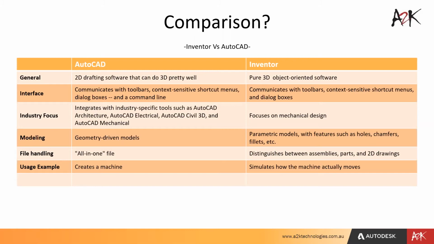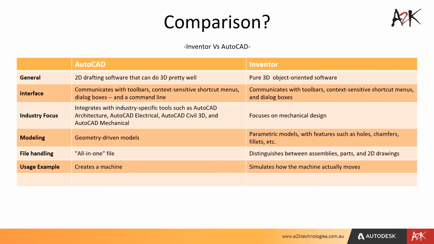AutoCAD is industry focused, it integrates with different industries such as architecture, electrical, civil, mechanical. We talked about the map, plant. Inventor mainly is mechanical and product design. That's not to say that you have to do mechanical and product design inside of Inventor, but that's where the main focus is. AutoCAD is a geometry-driven model. Normally, you draw your 2D plans and it's all around the geometry.